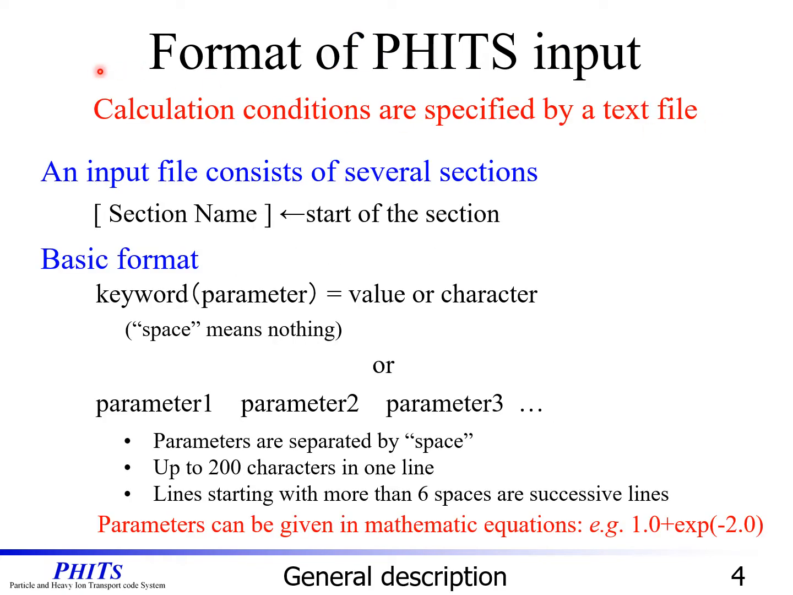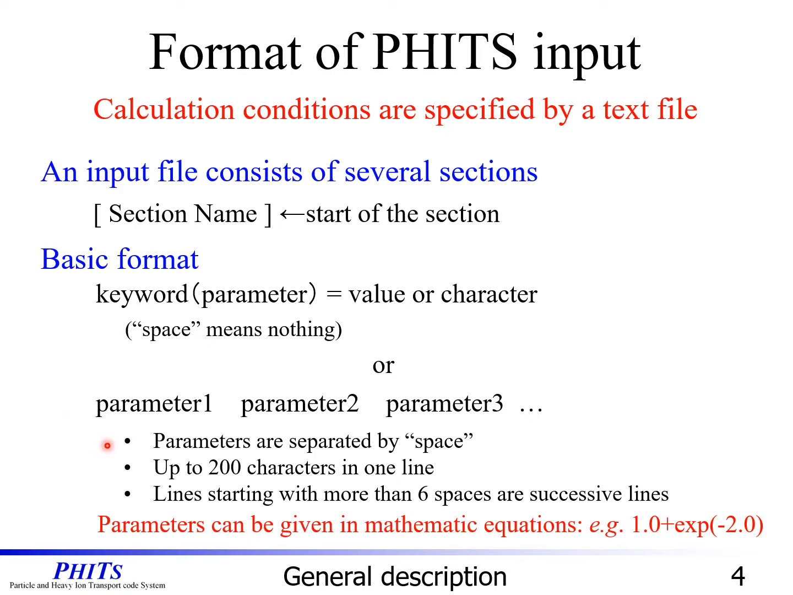Here is the format of the PHITS input file. All calculation conditions are described by text input. The input file consists of multiple sections, and the section name in square brackets indicates the beginning of the section. The basic format is represented by a keyword or parameter equal to a numerical value or a character string. At this time, the space is ignored. Alternatively, it is represented by a list of numbers or character strings. At this time, please note that it is separated by spaces.